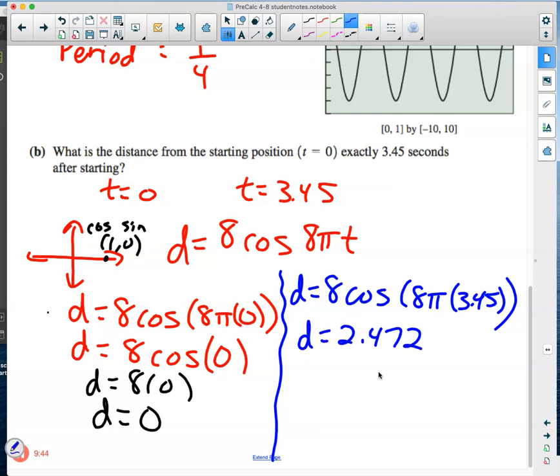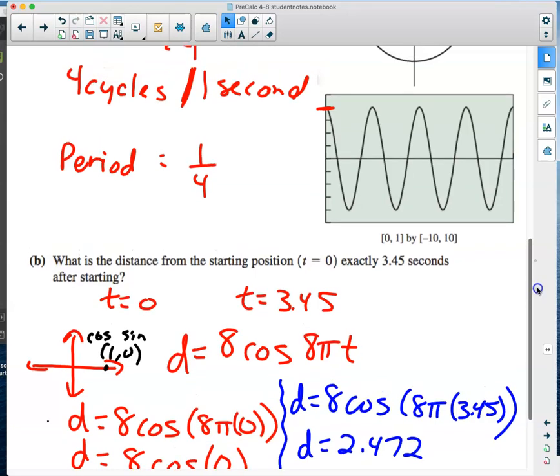All right, now, how does this have anything to do with this picture that's going on up here? Because what's happening is we see that the top of all of this would have to be 8. Notice that our y's are from -10 to 10. So 2, 4, 6, 8. So here's the top of any one of those cycles. And now we've found out that after 3.45 seconds, it's here at y equals 2.472.